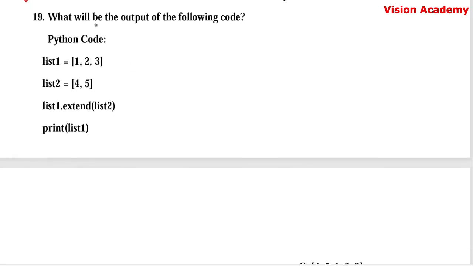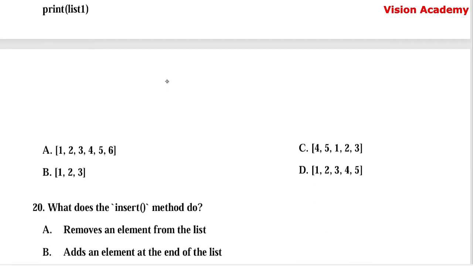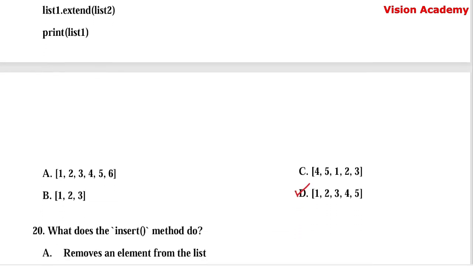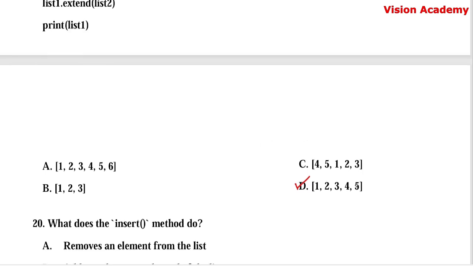Question number 19. What will be the output of the following code? Python code: list1 = [1, 2, 3]. list2 = [4, 5]. list1.extend(list2). Print list1. Here options are A, 1, 2, 3, 4, 5, 6. B, 1, 2, 3. C, 4, 5, 1, 2, 3. D, 1, 2, 3, 4, 5. Here you can observe that 1, 2, 3 is present in list1 and list2 will extend list1 with these two elements. Hence, option D is the right answer.